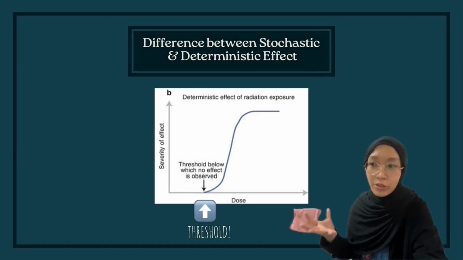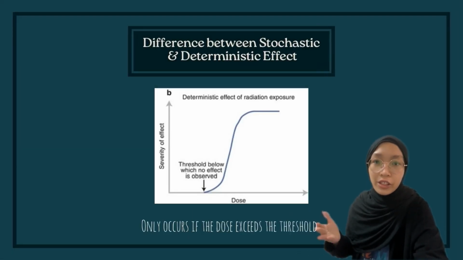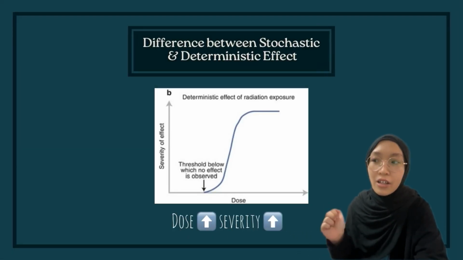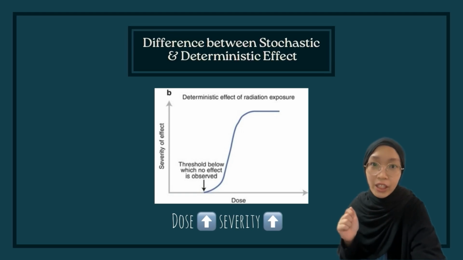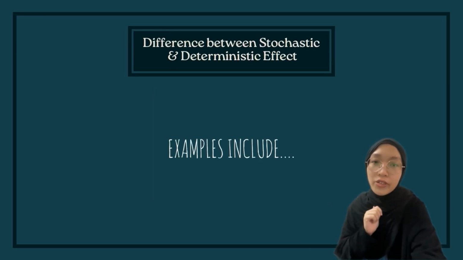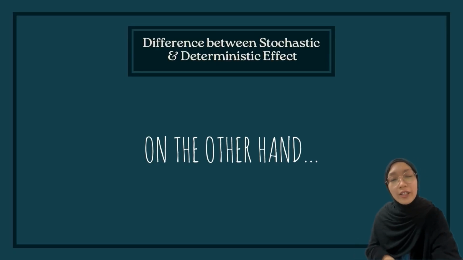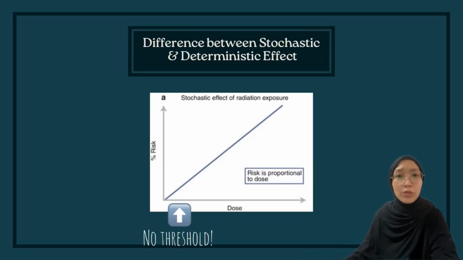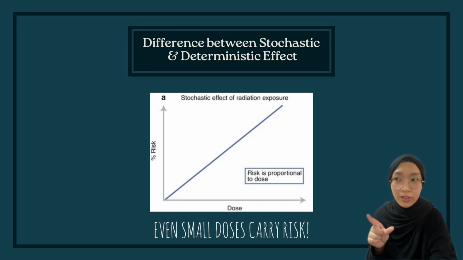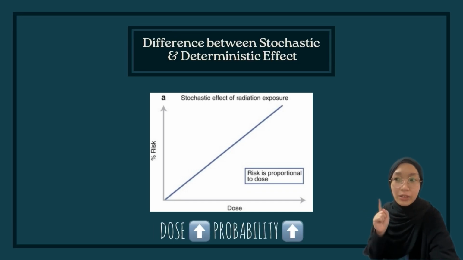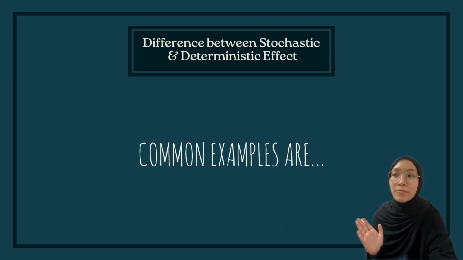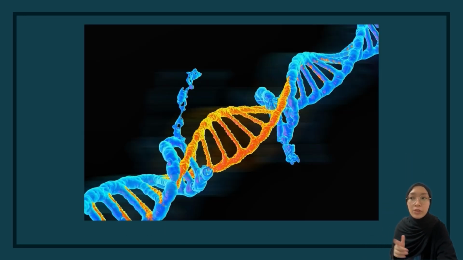Deterministic effects have a threshold. They only occur if the radiation dose exceeds a certain level. Once that happens, the severity increases with dose. Examples include skin burns, cataracts, and infertility. On the other hand, stochastic effects have no threshold. Even a small dose can cause them, but only the probability increases with dose, not the severity. Common examples are cancer and heritable mutations caused by random DNA changes.